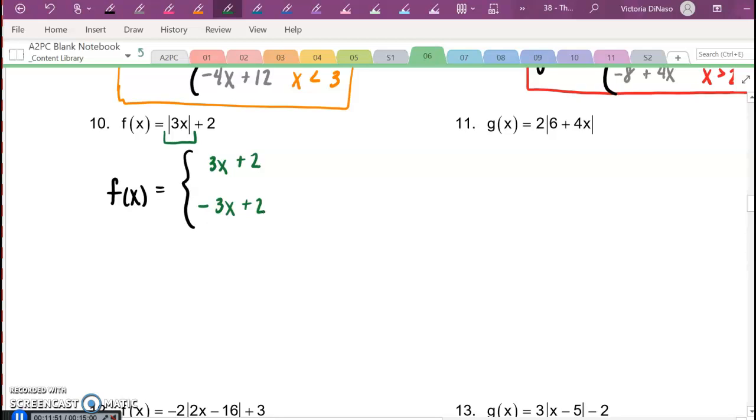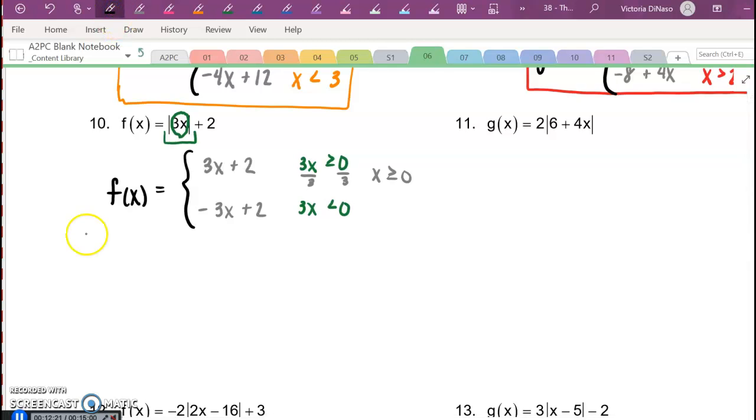Now, for the inequalities, you're only putting whatever's inside of that absolute value. So we're going to put 3x greater than or equal to 0. The top's always greater than or equal to, and the bottom's always less than. So we have 3x less than 0. All right, just what's inside that absolute value. So we're going to solve. We're going to divide each side by 3. So we're going to have x is greater than or equal to 0. 0 divided by 3 is just 0.